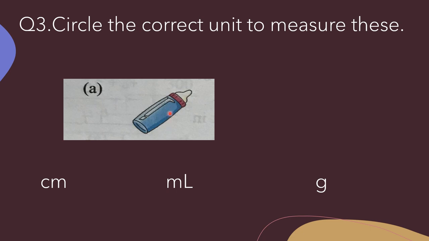Okay, so you can see that beta there is a milk bottle and here we can find out the capacity of this milk bottle. So the capacity of milk bottle can be measured in milliliters because it is small. Okay, so that's why we can measure the capacity of this milk bottle in milliliters. So we will circle milliliter. Okay, and we will write here ml.